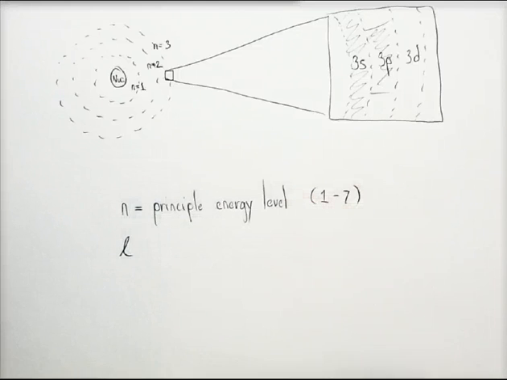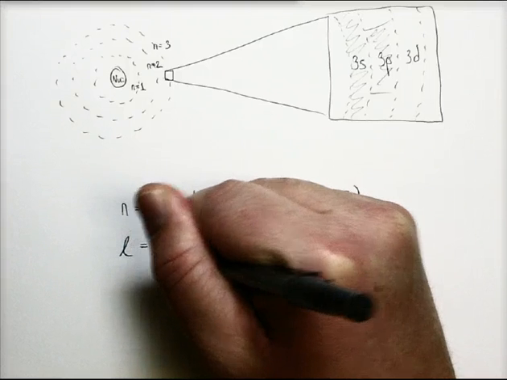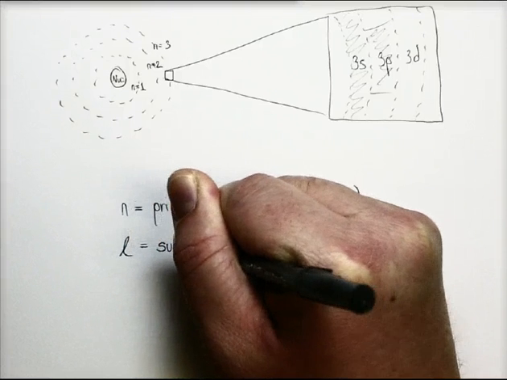All right, now let's look at the next one, which sadly is not so simple to understand. It's represented by a script L, so think like a cursive L. And this represents the sublevel.